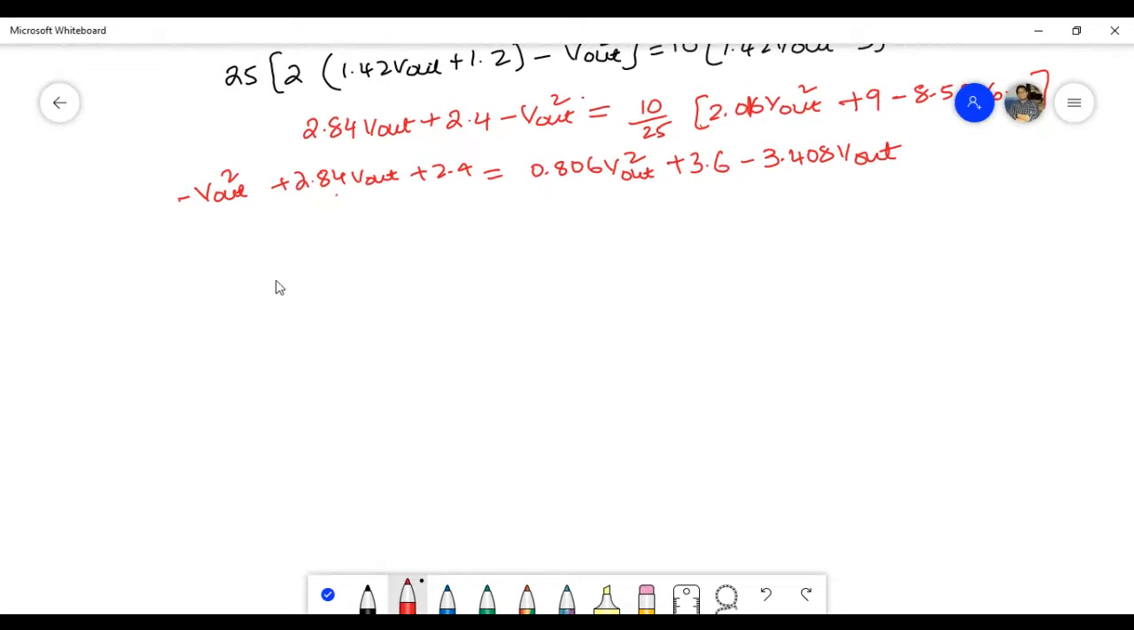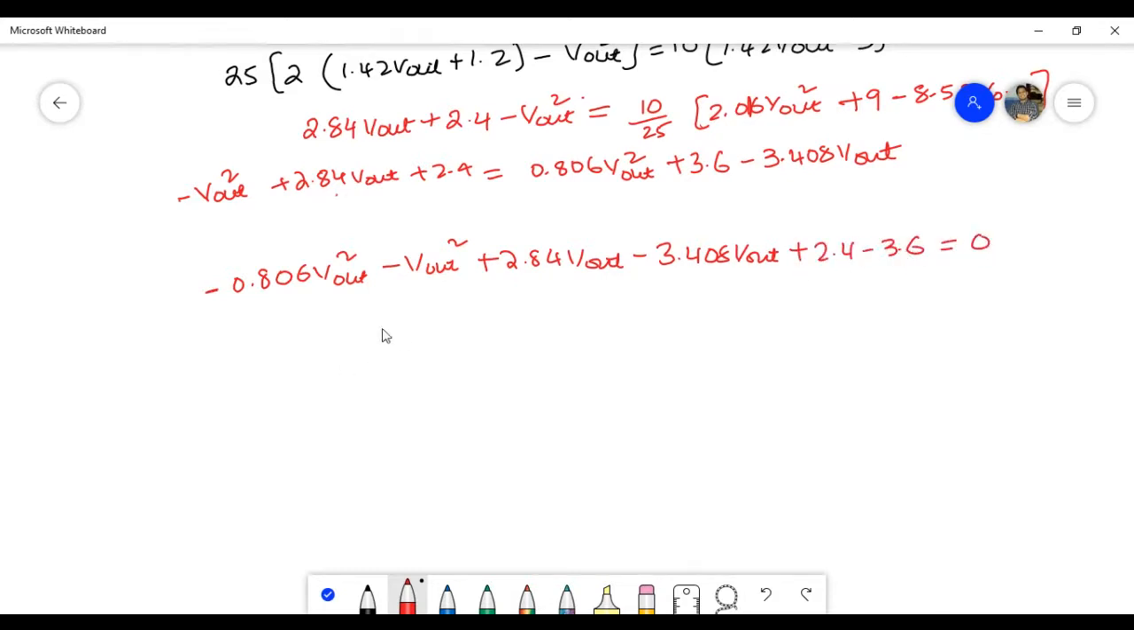So now what you have here: minus 0.806 V out square minus V out plus 2.84 V out minus 3.408 V out plus 2.4 minus 3.6 equals to 0. So it will be how much? 1.086.